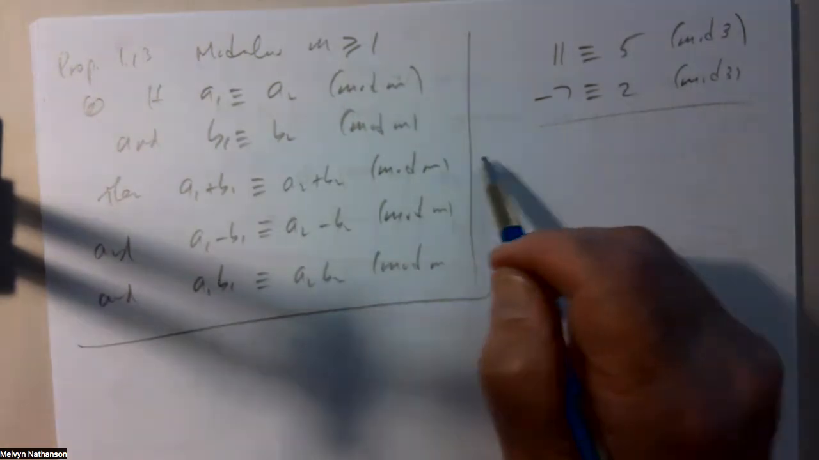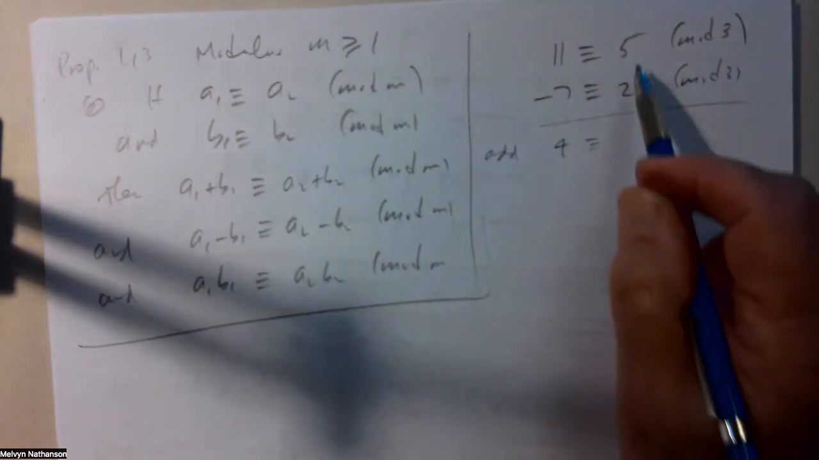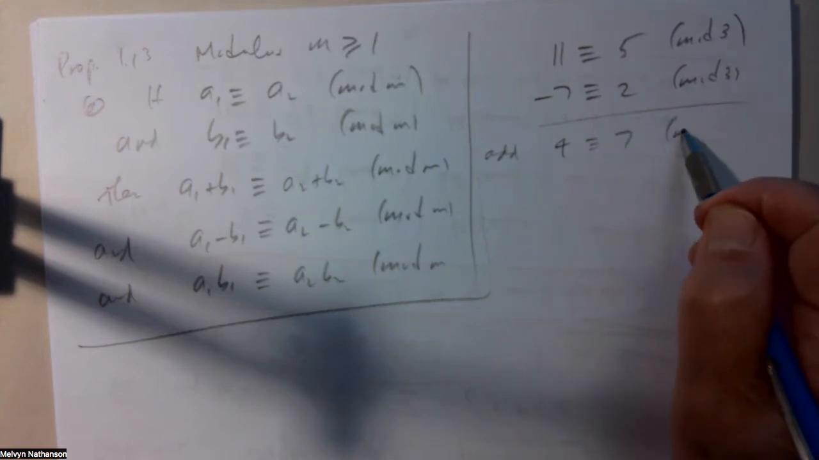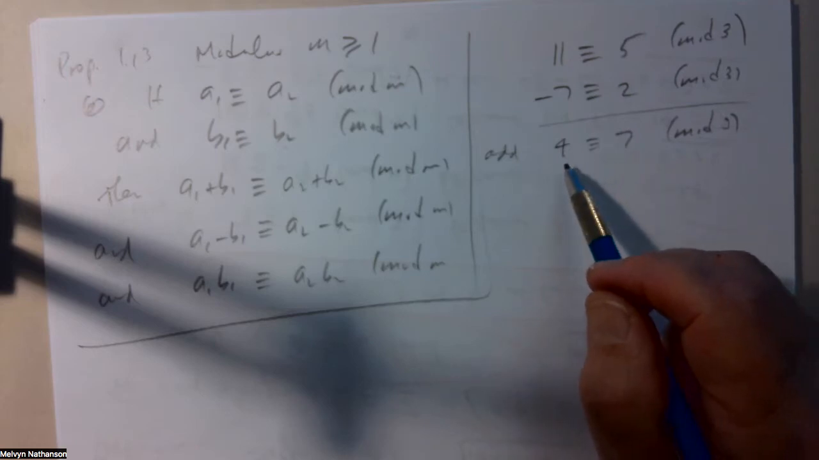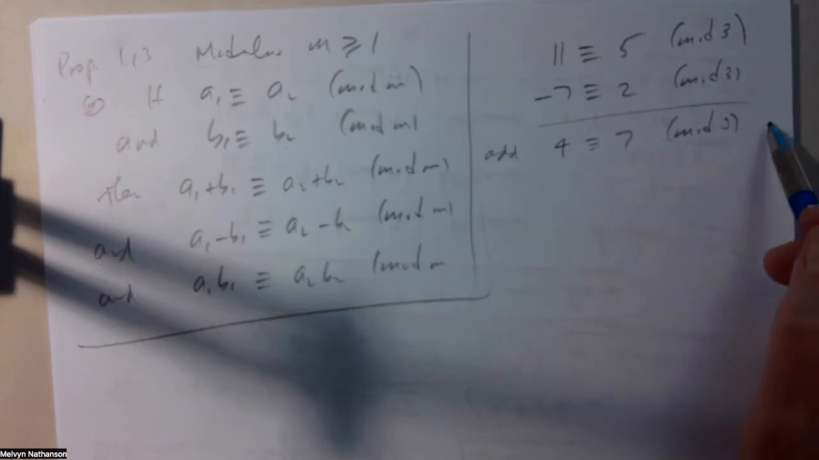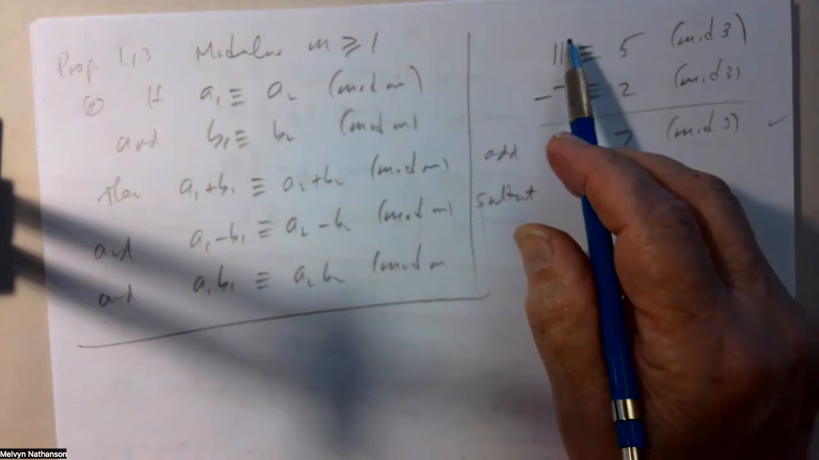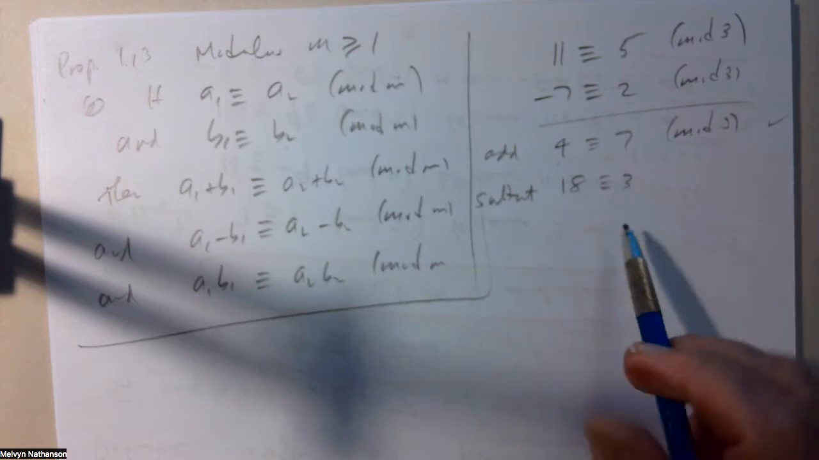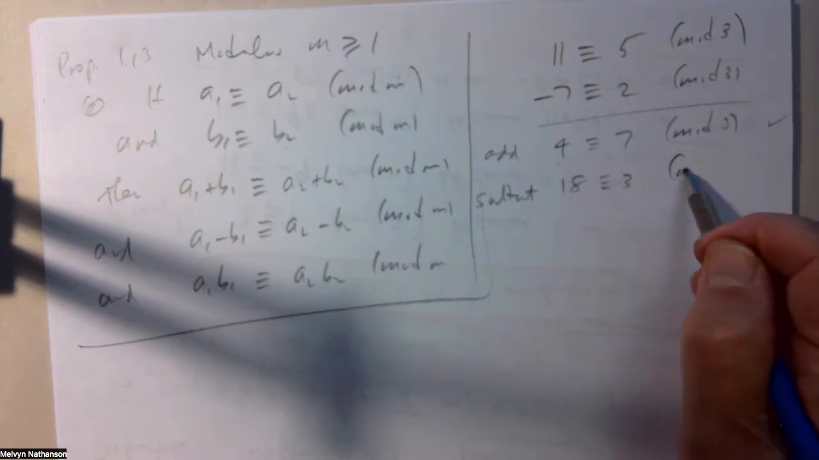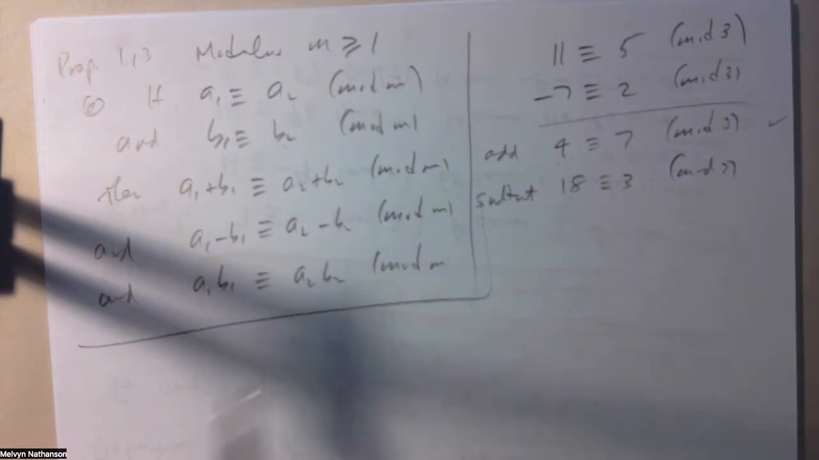If we add them, what do we get? We get 11 minus 7 is 4. 5 plus 2 is 7. 4 is congruent to 7 mod 3, because 4 take away 7 is minus 3, which is divisible by 3. If we subtract, 11 minus minus 7 is 18. 5 minus 2 is 3. And 18 is congruent to 3 mod 3, because 18 minus 3 is 15, and it's divisible by 3.